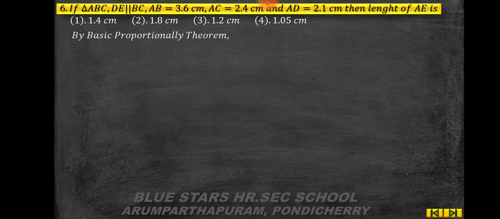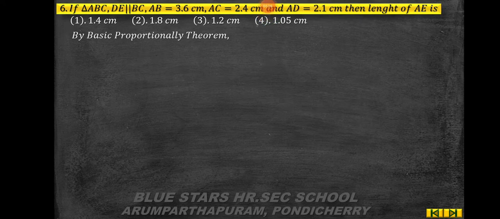Question number 6. In triangle ABC, DE is parallel to BC, AB is equal to 3.6 cm, AC is equal to 2.4 cm and AD is equal to 2.1 cm, then the length of AE is option 1 1.4 cm, option 2 1.8 cm, option 3 1.2 cm and option 4 1.05 cm.